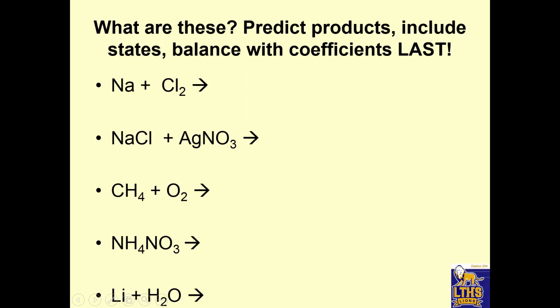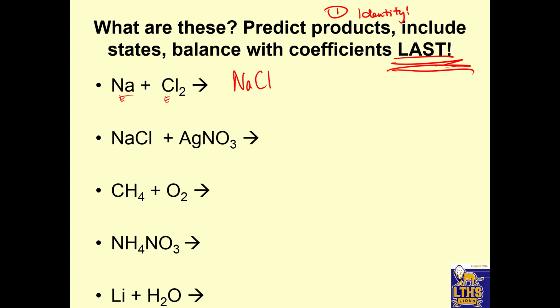Okay. Let's see. You can predict the products for all of these. So what you should do first is 1, predict products. So that means identity, tell what they are with the right formula. 2, put in the states of matter, balance with coefficients last. That's the last thing you should do. So this is an element and an element, so they're going to make a compound. Na on the periodic table is +1, Cl is -1. Okay, we're done with that.